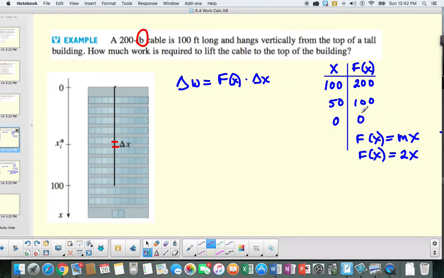And of course, when the cable's all the way to the top, there's no force. Now this is a linear relationship through the point (0, 0), so I know it's an mx kind of force. If I look to find my slope, I'll see that my slope is 2, so the force is 2x. So now I can write 2x for my force times delta x, and set up my integral from 0 to 100, because that's what the x's go from: the integral of 2x dx. If you put that in your calculator, you're going to get 10,000. And again, this part is feet and this part is pounds, so it's foot-pounds.